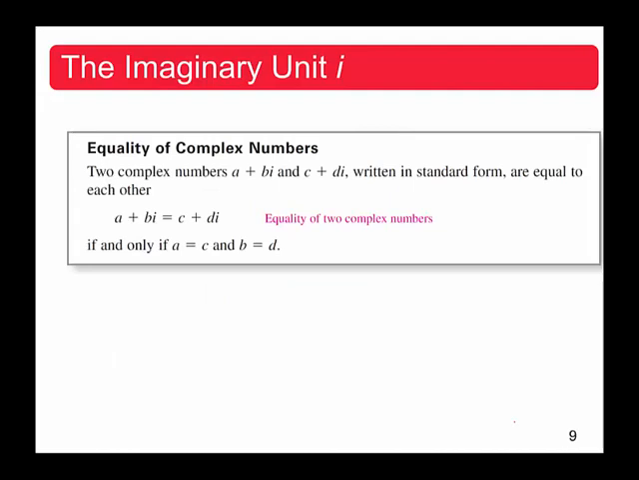For two complex numbers to be equal to each other, like a plus bi, that's one complex number, and c plus di, that's another complex number. For them to be equal to each other, a must be equal to c. So real part equals real part, and then imaginary part equals imaginary part. Also b equals d. That means the real parts equal each other.